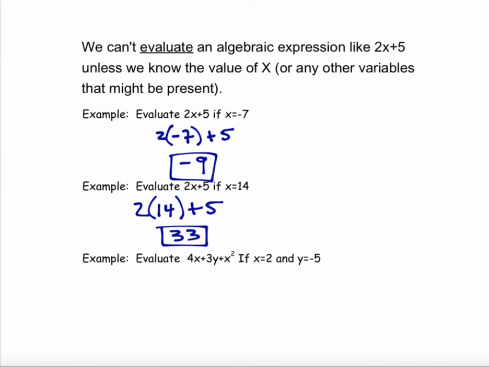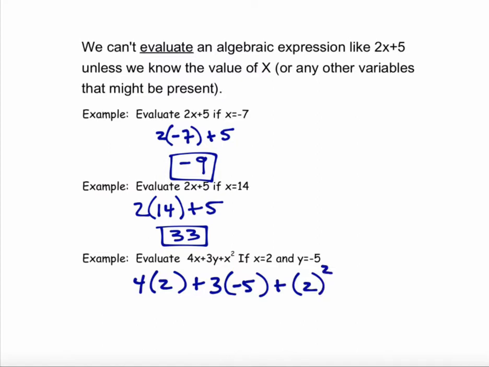For instance, the expression 4 times x plus 3 times y plus x squared. If we want to evaluate that expression, we need to know the value of both x and y. So let's evaluate it. Let's say what it's equal to if x equals 2 and y equals negative 5. So we're going to substitute in a 2 for x. We're going to substitute in a negative 5 for y. And we're going to substitute in 2 for x. Again, of course, wherever we see an x, we're going to substitute in that number.